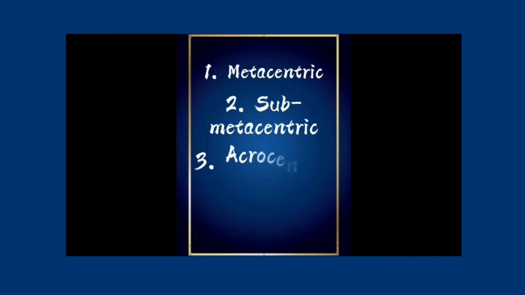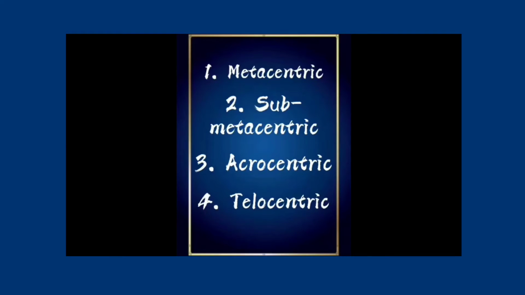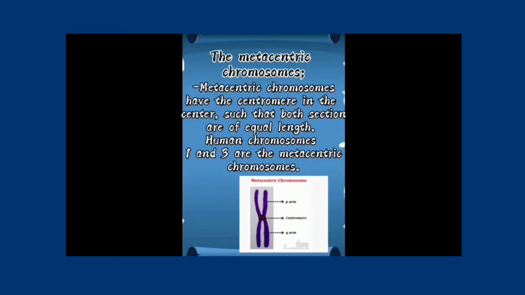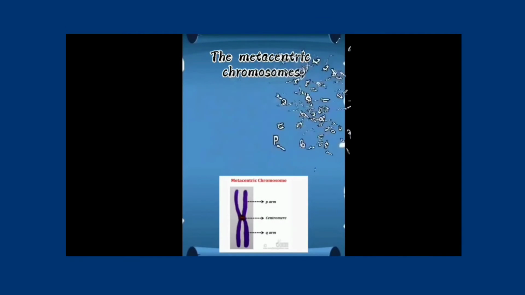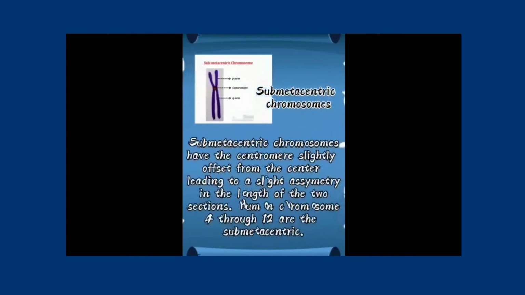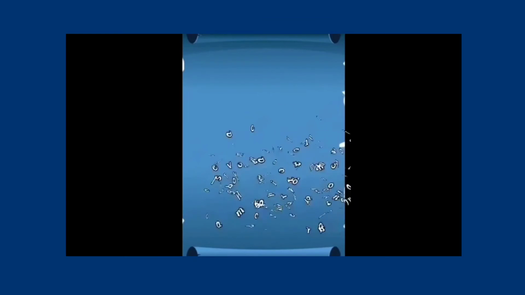These are the four main types of chromosomes: the metacentric chromosome, submetacentric chromosome, acrocentric chromosome, and the telocentric chromosome. Metacentric chromosomes have the centromere in the center, such that both sections are of equal length. Human chromosomes 1 and 3 are metacentric chromosomes. Submetacentric chromosomes have the centromere slightly offset from the center, leading to a slight asymmetry in the length of the two sections. Human chromosomes 4 through 12 are submetacentric.